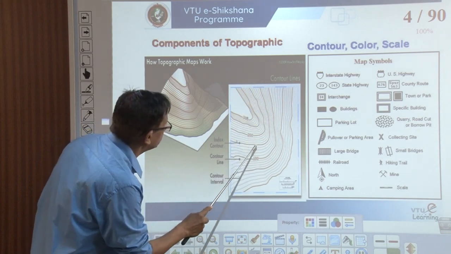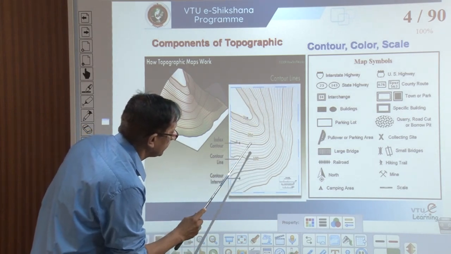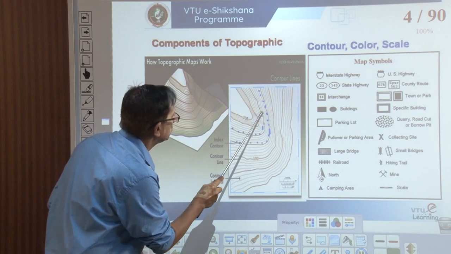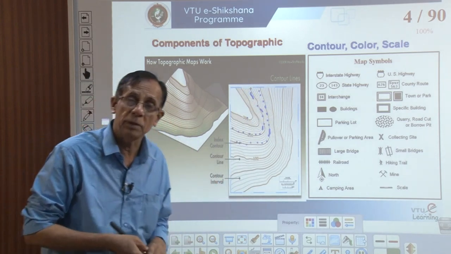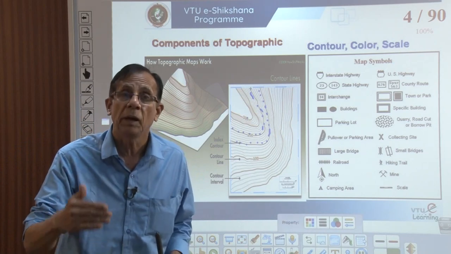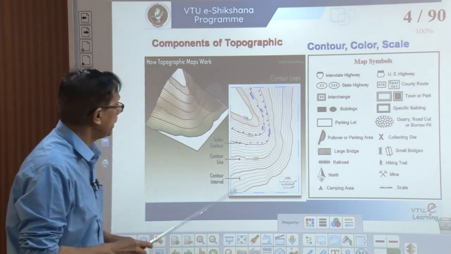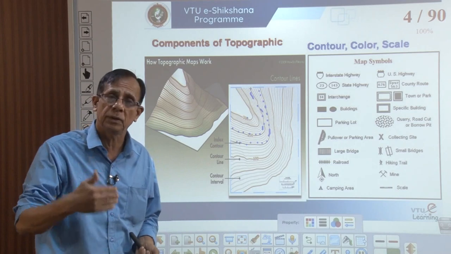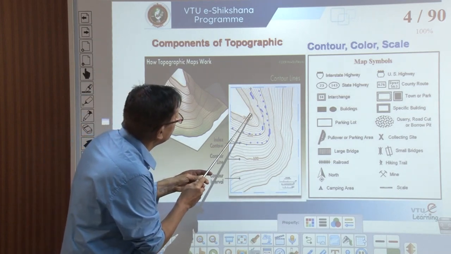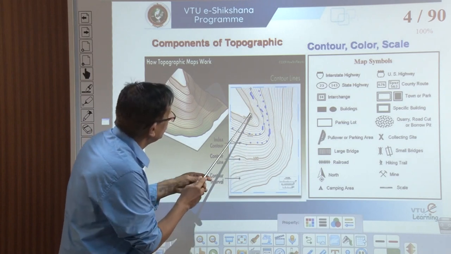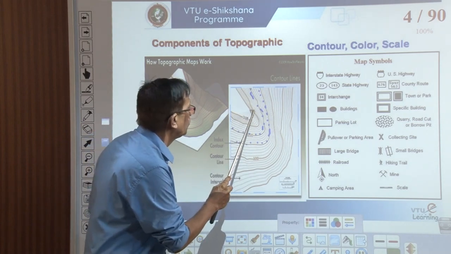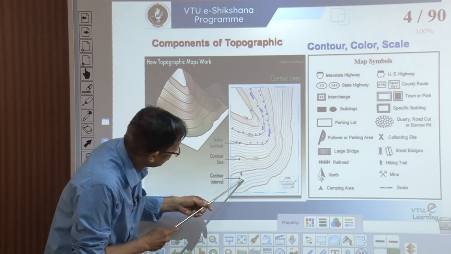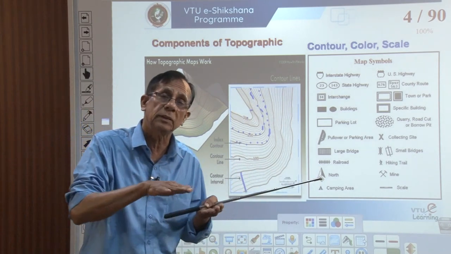For example, all along this line, it is 100. Here it is 200, 150. Wherever you go along this line, it is 150, 150, 150. Wherever you go along this one, it is 200, 200, 200, like this. This means contours represent the elevation of the ground. With the help of this, I am able to understand how the ground condition is. Wherever contours are close to each other, they represent a steep slope. Wherever contours are farther apart, they represent gentler ground.